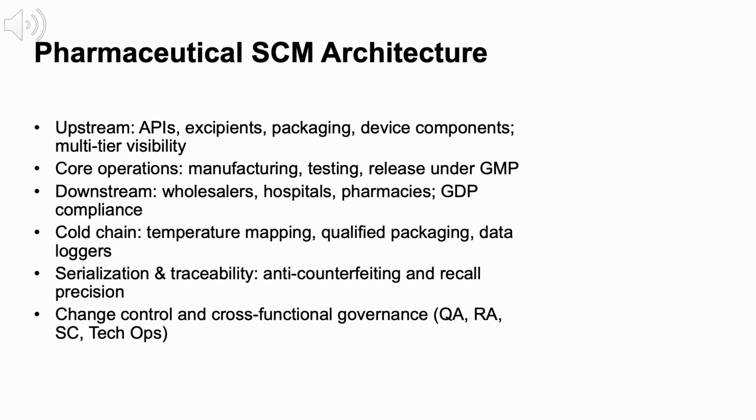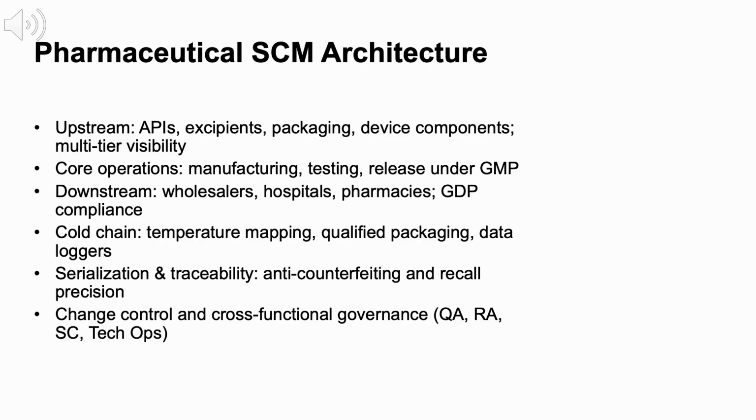The architecture of a pharmaceutical supply chain spans upstream suppliers of active pharmaceutical ingredients (APIs), excipients, packaging materials, and device components, internal or contract manufacturing and testing, and downstream wholesalers, hospital systems, and pharmacies. Each node is governed by specific good practice requirements, GMP in manufacturing and GDP in distribution, and each handoff is a potential risk point. Visibility beyond the first tier of suppliers is particularly important because sub-tier disruptions, e.g., a solvent producer or resin supplier, can propagate into critical shortages without early warning if not monitored.